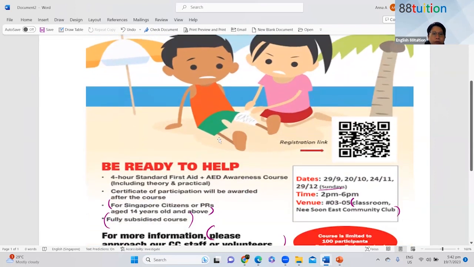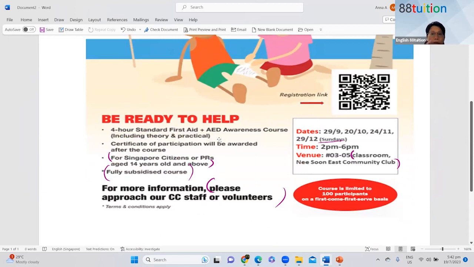Okay, so if you look at the text given to you, if you have done it, it looks like that. Be ready to help. 4 hours standard first aid and AED awareness course, including theory and practical. So the theory course and the practical course, you must pass both. You must pass both, then you can get the certification. You can't just do the theory, all right? I know this because every 2 years I take it, okay? Certificate of participation will be awarded after the course.